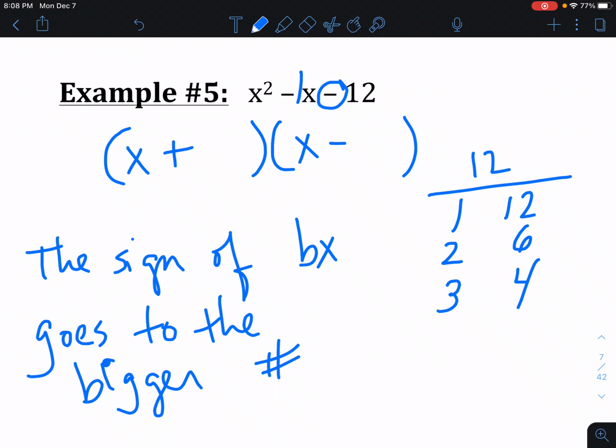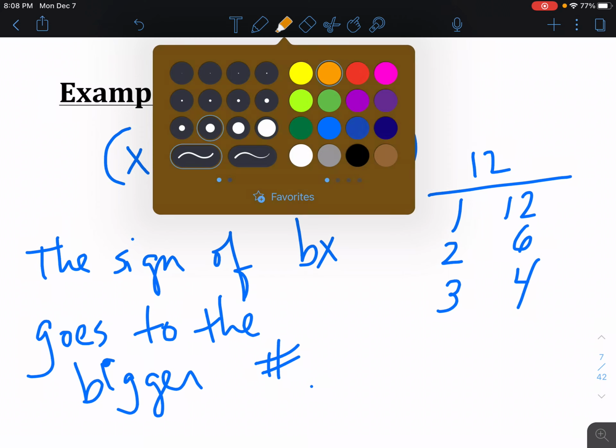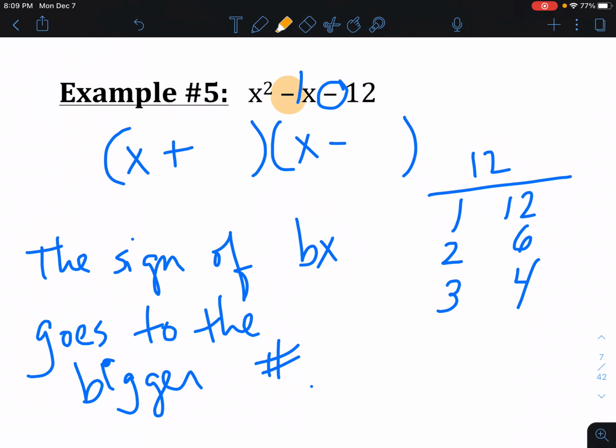The sign of the B term goes to the bigger number. So if you look here, the bigger numbers are on the right. Let's put the sign. The sign of B, what is it? The sign of B is negative. So that means the bigger numbers, the 12, the 6, and the 4, will get negatives. So these would get the pluses.